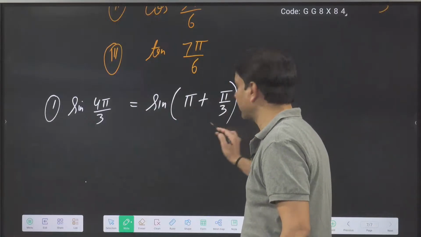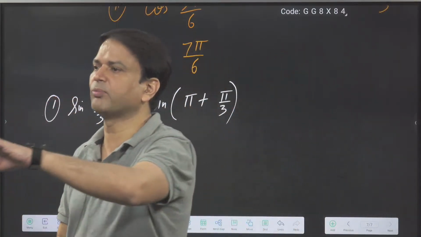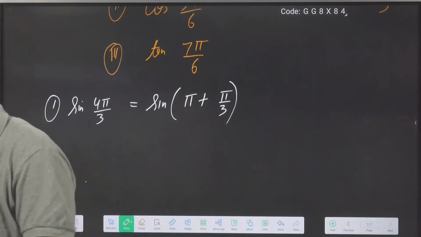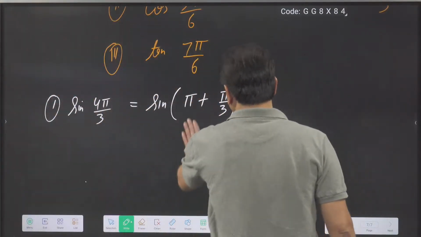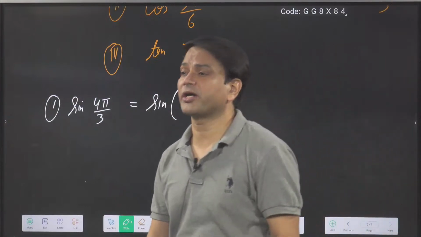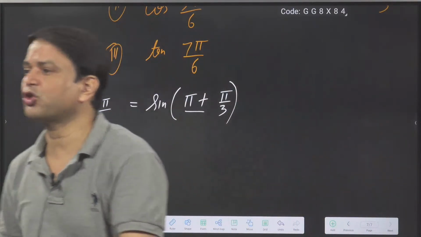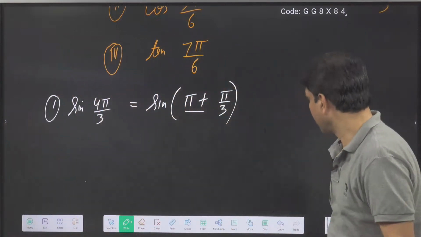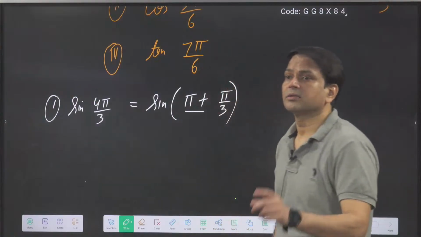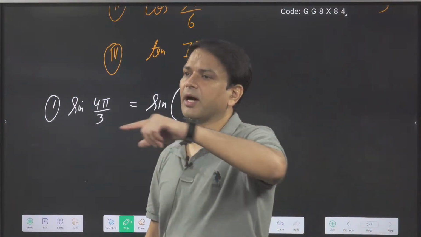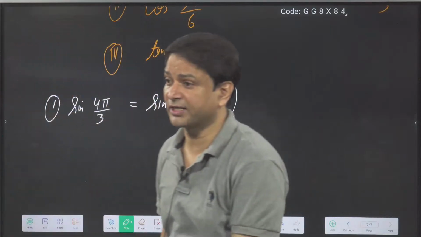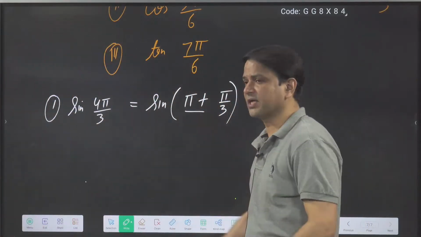So I split the angle. The second part has to be acute, then it will be easier. So 4 pi by 3 I split as pi plus pi by 3. Now, pi plus means which quadrant? Third quadrant. When we are up to 180, that is the boundary of the second and third, and more than that we enter the third quadrant. So pi plus means third quadrant.